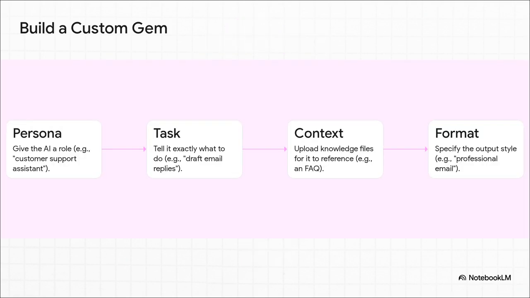And what's crazy is how simple it is to build one. It's basically a 4-part recipe. Step 1, you give it a persona, like you're a friendly customer support assistant. Step 2, you give it a task, draft replies to emails. 3, you give it context. You upload a knowledge file like an FAQ doc. And finally, you tell it exactly what format you want the output in. You build it once and you never have to repeat those complex instructions ever again.